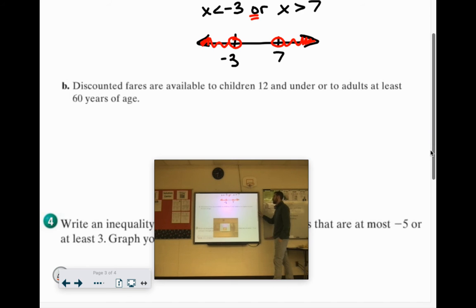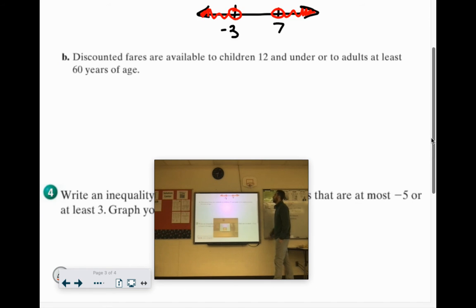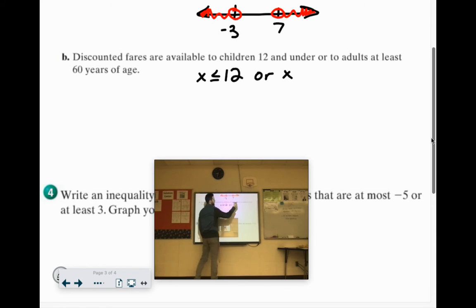Discounted fares are available to children 12 and under or to adults at least 60 years of age. So 12 and under could include 12, but everything less than 12 as well. Or the adults, it says at least, that would be greater than or equal to 60. Now this, of course, has realistic limits because you're not going to have children negative 5 years old. So I guess that would go to 0. Also, you're probably not going to live to 200 years old. So there would be a realistic limit over there.